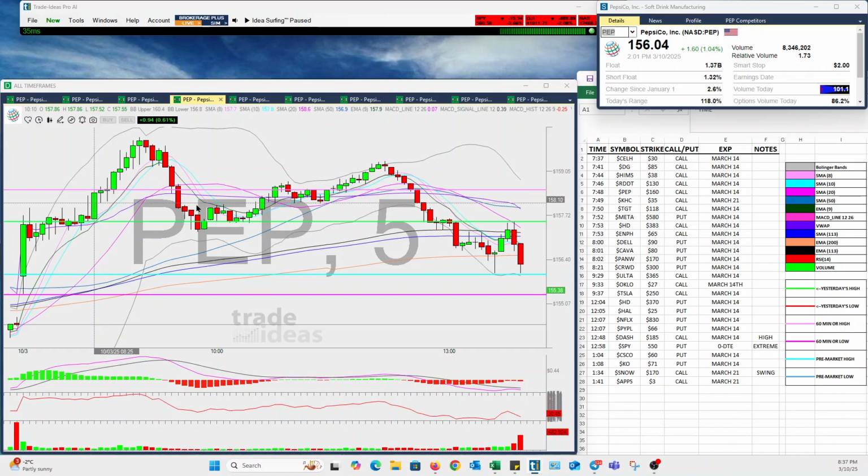Obviously, if you're watching it, you could have got back in around here. So the green line is yesterday's high. It's trying to hold yesterday's high, which it did, and rejected off and went up again. So there was kind of another opportunity there on PEP. Next, we had KHC.